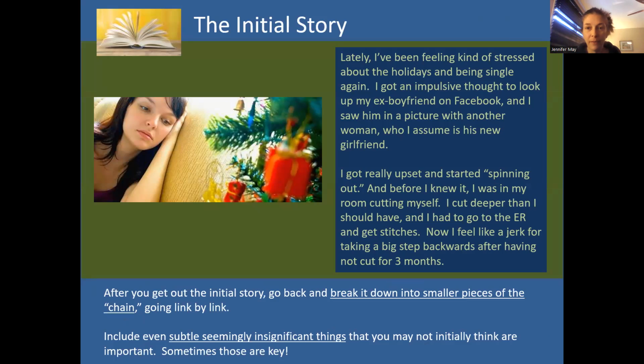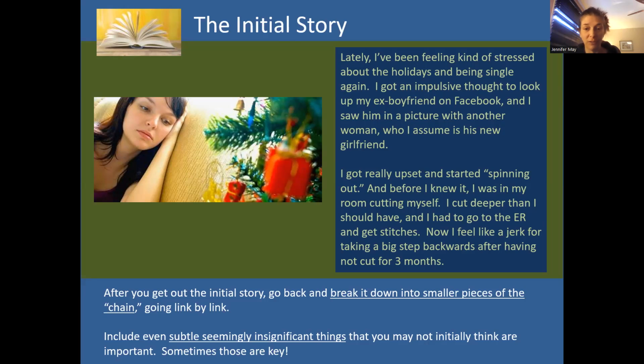Well, lately, I've been feeling kind of stressed about the holidays and being single again. I got an impulsive thought to look up my ex-boyfriend on Facebook, and I saw him in a picture with another woman who I assume is his new girlfriend. I got really upset and started spinning out, and before I knew it, I was in my room cutting myself. I cut deeper than I should have, and I had to go to the ER and get stitches.